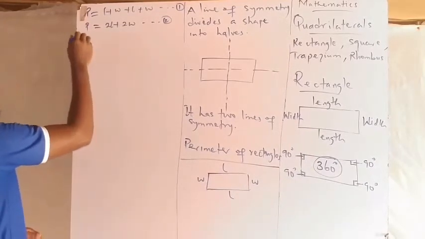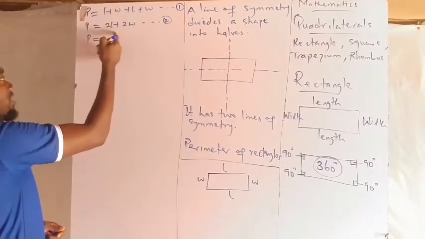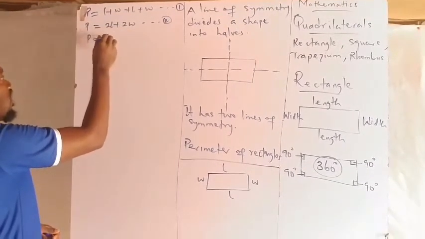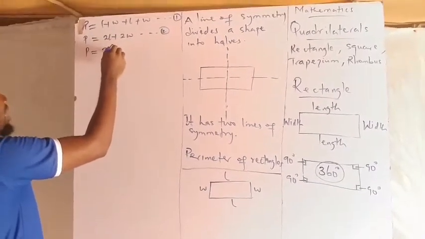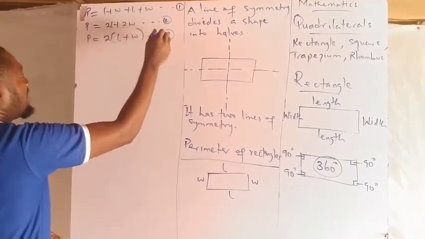Another formula we can also use in finding the perimeter of a rectangular shape is by factorization. What is common between the 2L and 2W? 2 is common, open a bracket. What will be left? L. What will be left here? W. This is the third formula that you can use.